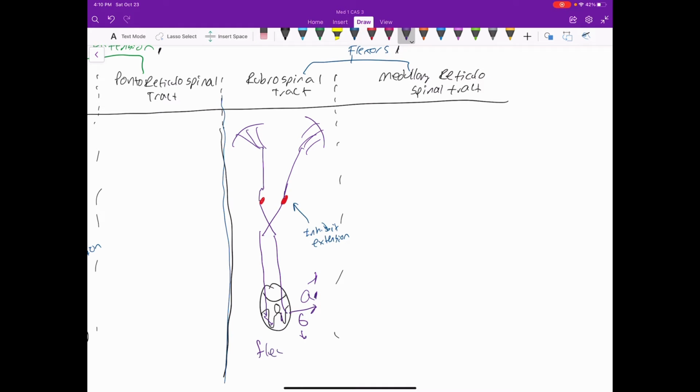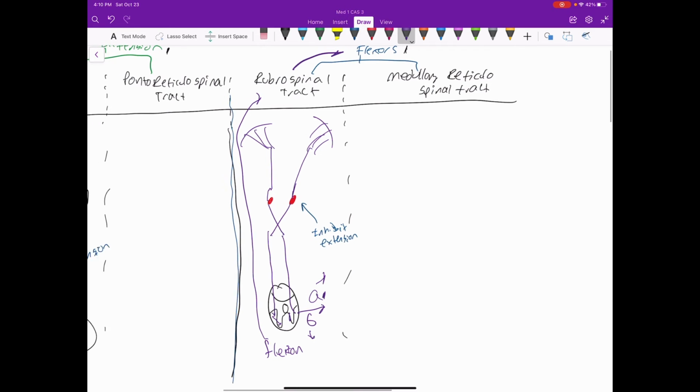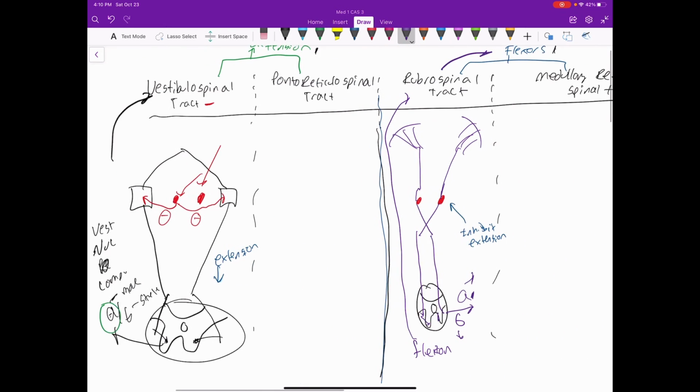Well, they're going to do flexion. Why? Because we're in this cerebrospinal tract, which does flexors. Fine. Now, if we go back to our question, we know it's talking about the two red nuclei. So it's either vestibulospinal or cerebrospinal.